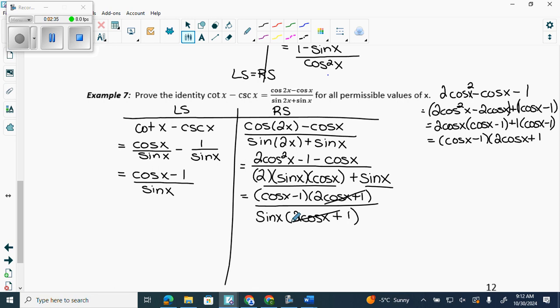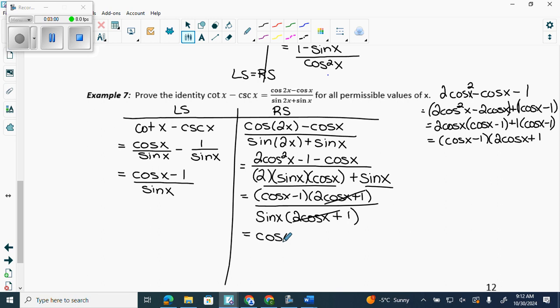They're very close to matching, right? Now look, if I have to state my NPVs, my restrictions, my non-permissible values, they're going to be for where sine x can't equal 0, because that's in a denominator, and 2 cos x plus 1 can't equal 0. So cos x can't equal negative a half. And you have to state all those spots, right? Wherever there's a denominator. Right now my grandma Hamel doesn't know those match, so I have to keep going.